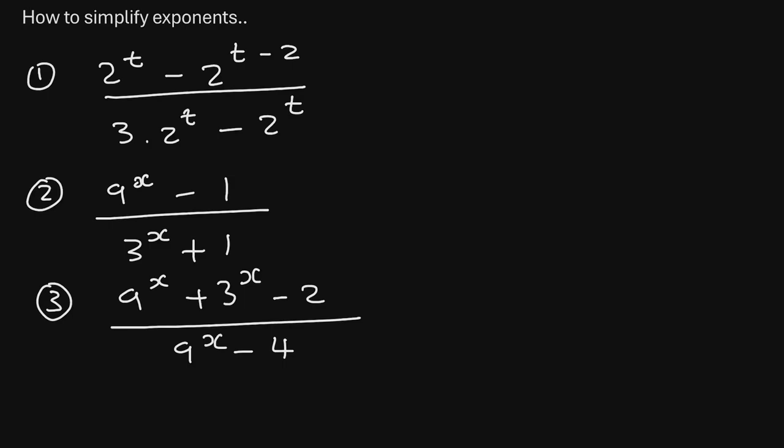How to simplify fractions with plus and minus in between. There are two important things that you need to know. The first is how to expand an exponent. Let's say if you have 3 to the power of x plus 2, you can expand this and write it as 3 to the power of x multiplied by 3 to the power of 2. Because remember, when you multiply the same base, you add the exponent.